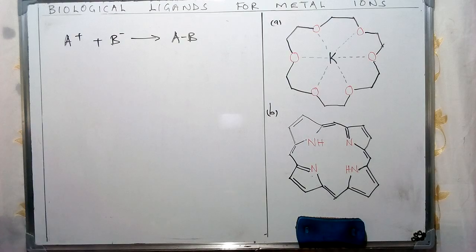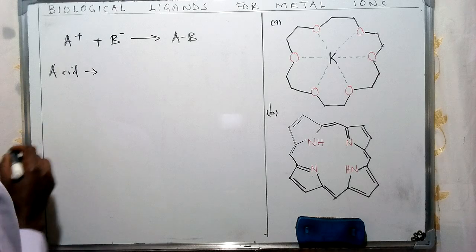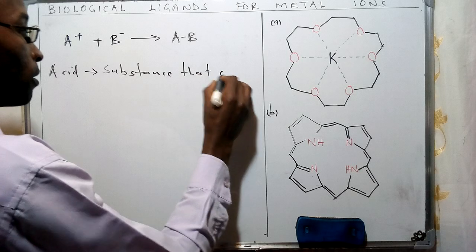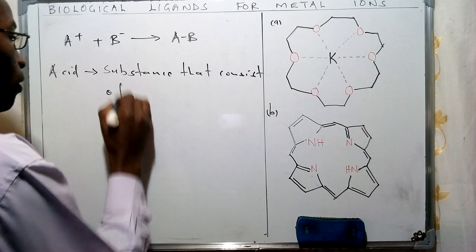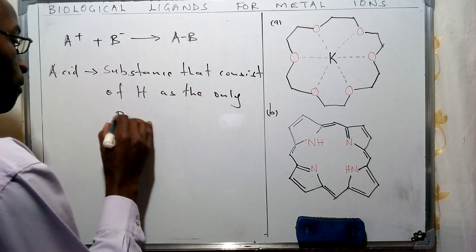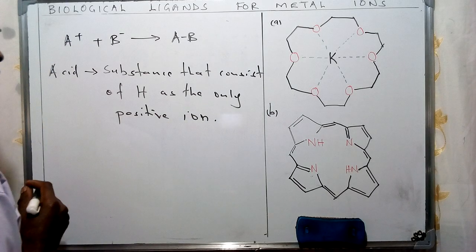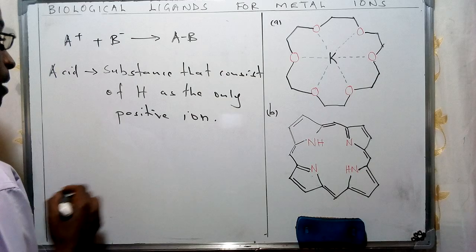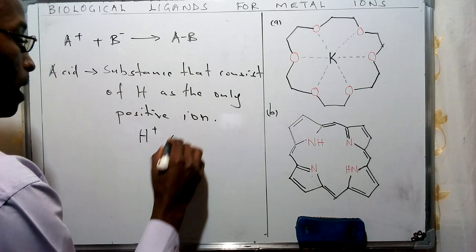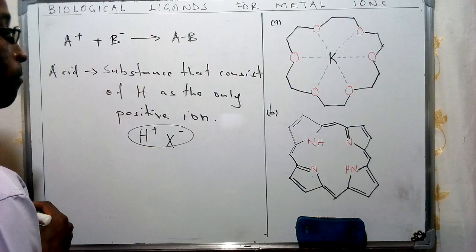Now, in our previous discussions, we had said that for us to define what we refer to as an acid, this can be defined as a substance that consists of hydrogen as the only positive ion. And in this particular case, this gives us a range of substances which consist of hydrogen as the positive ion in combination with other negative species, which we're going to see given as such. So this is one of the ways in which we defined acids.